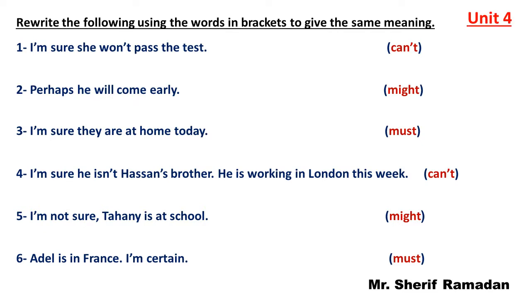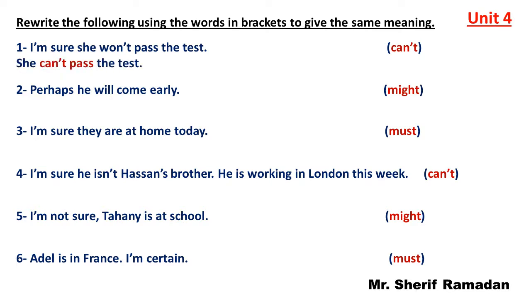Rewrite the following using the words in brackets to give the same meaning. هنشوف الجملة اللي عندنا نعيد صياغتها باستخدام الكلمات اللي بين قوسين عشان ندي نفس المعنى. I am sure she won't pass the test. أنا متأكد إن هي لا تستطيع أن تجتاز الاختبار. استخدم كلمة can't يبقى she can't pass the test.